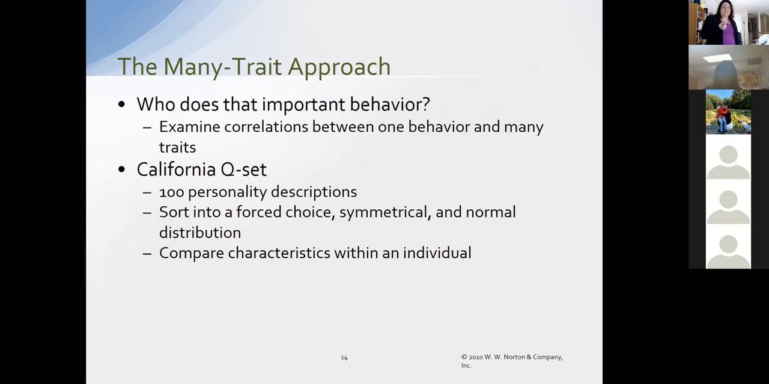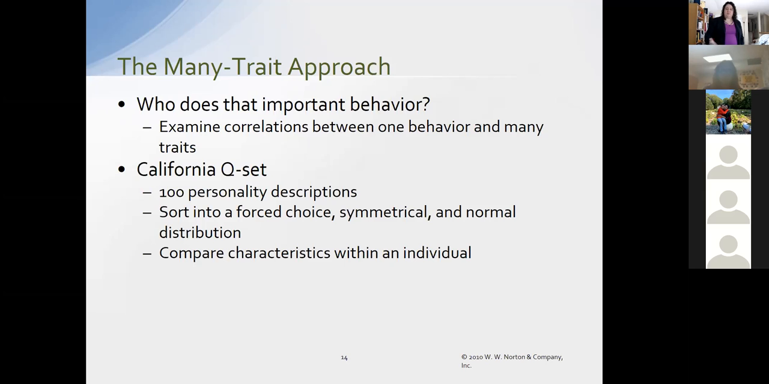So one of the ways that this has been researched is using something called the California Q-set, and it has 100 personality descriptions that are more complex than single word traits. So they'd be like brief phrases. So example items, one item would be "is unpredictable and changeable in behavior and attitudes." Another one is "vulnerable to real or fancied threat." Another one is "a talkative individual." Right, so it's not just talkative, it gives a little more context.